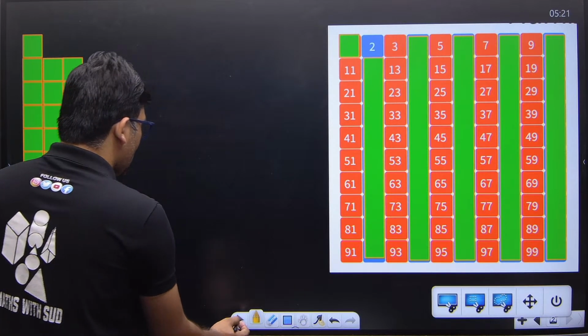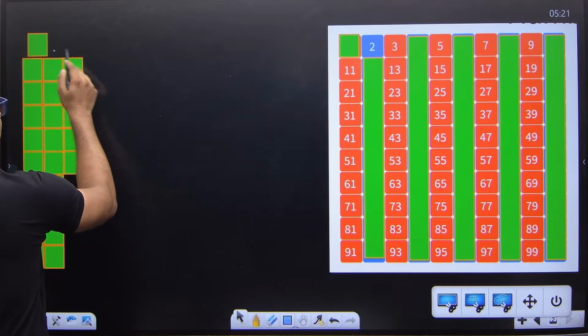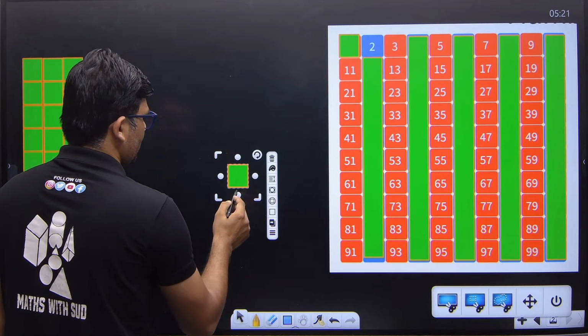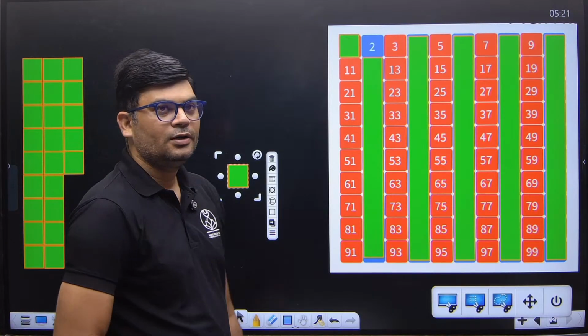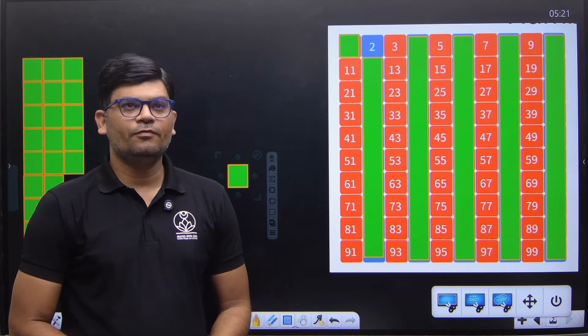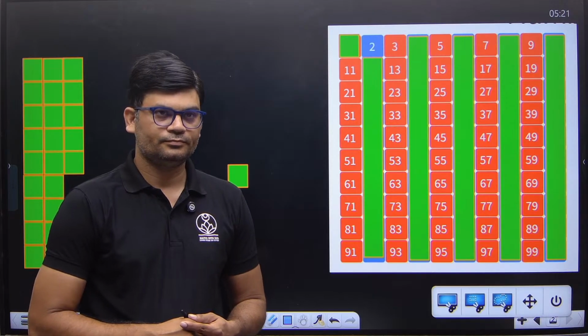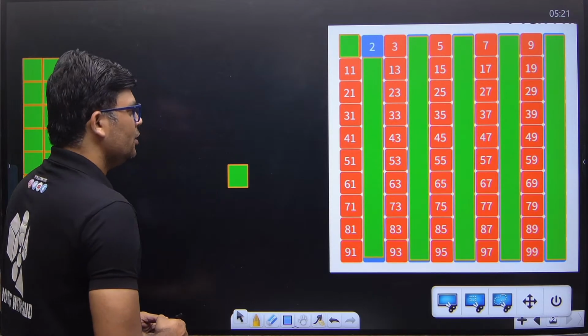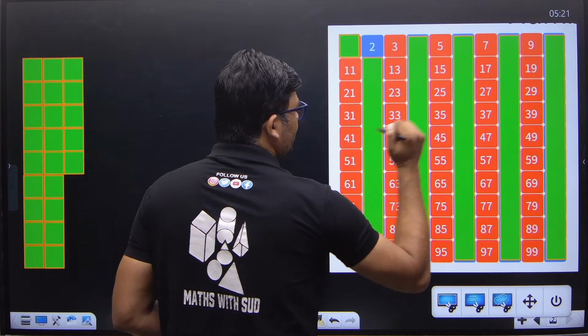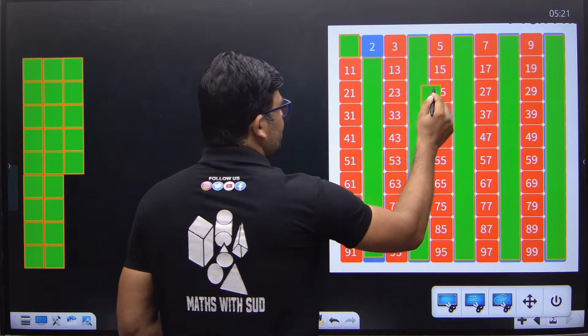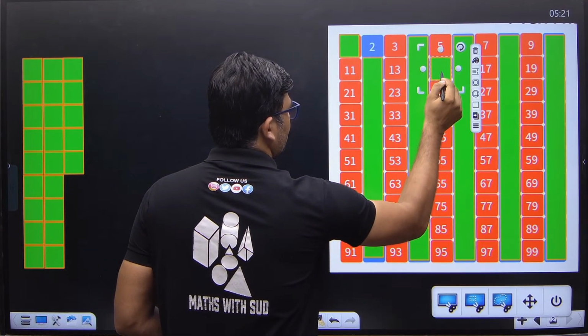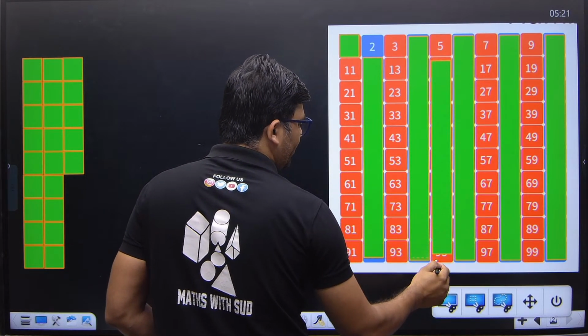Okay. Now, do you know what the divisibility rule of 5 is? Tell me what is the divisibility rule of 5. Anything ending with 5 or 0. Okay. So 0 has already been crossed off. So the numbers ending with 5, other than 5, can they be divided by 5?